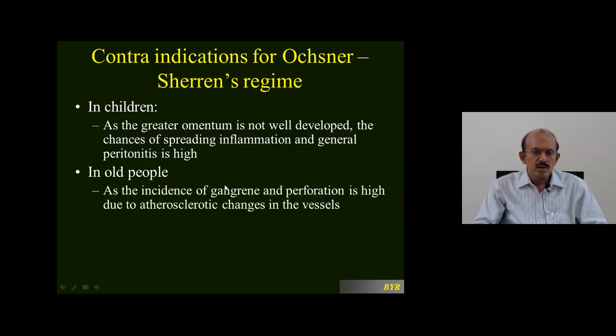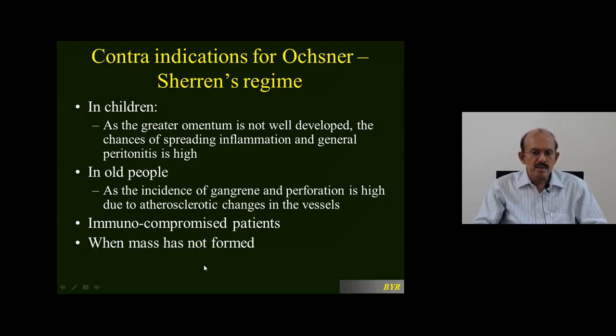In old people, the incidence of gangrene and perforation is high due to atherosclerotic changes in the vessels. So it's preferable to do appendectomy rather than going for Ochsner-Sherren. Then for immunocompromised patients, or when the mass has not formed, or when the diagnosis is in doubt, you have to go for surgery.